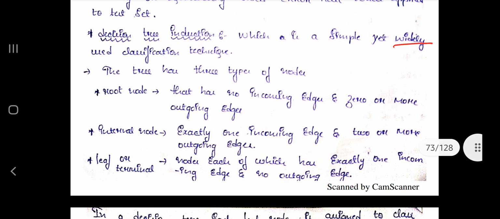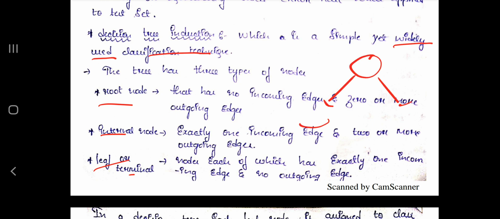Decision tree: before going to the algorithm, the first point you need to write is that it is a widely used classification technique, and it has how many things? Three things. That's the second point: root node, internal node, and leaf node. What do you mean by the root node? From the root node only, the different nodes arise, right?